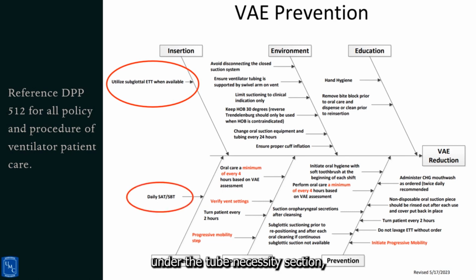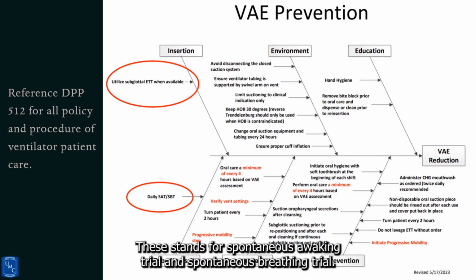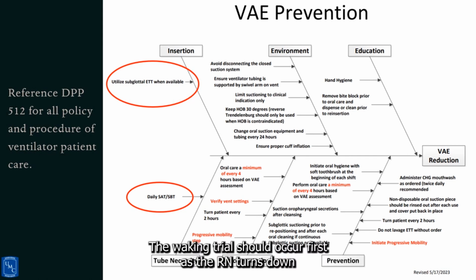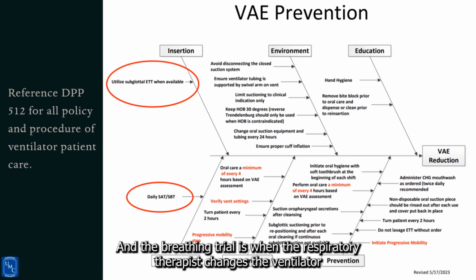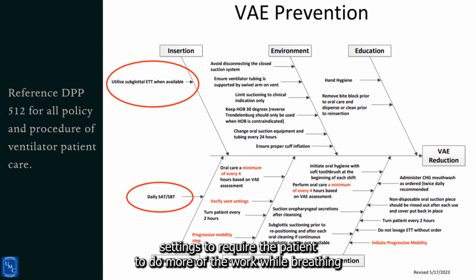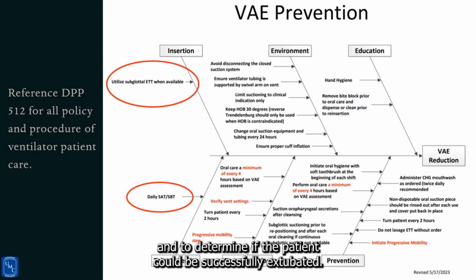Under the tube necessity section, it covers SAT and SBT. These stand for spontaneous awakening trial and spontaneous breathing trial. The awakening trial should occur first as the RN turns down the patient's sedation according to the physician orders. And the breathing trial is when the respiratory therapist changes the ventilator settings to require the patient to do more of the work while breathing and to determine if the patient could be successfully extubated.